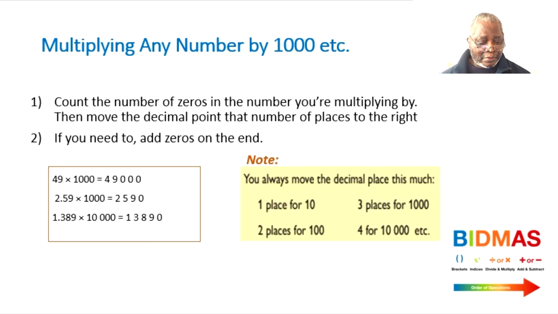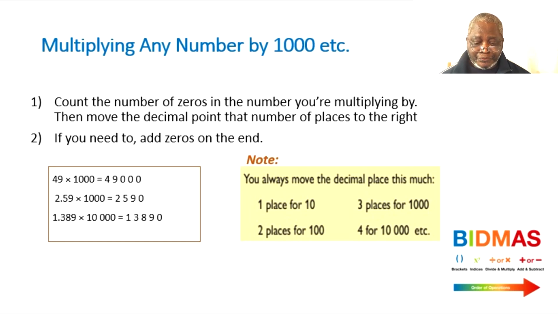Let's look at this example. 49 times 1,000 is equal to 49,000. 2.59 times 1,000 is equal to 2,590. If you move your decimal point correctly, you will get the correct answer. Remember that the whole numbers always have a 0.0 after them. 1.389 times 10,000 is equal to 13,890.